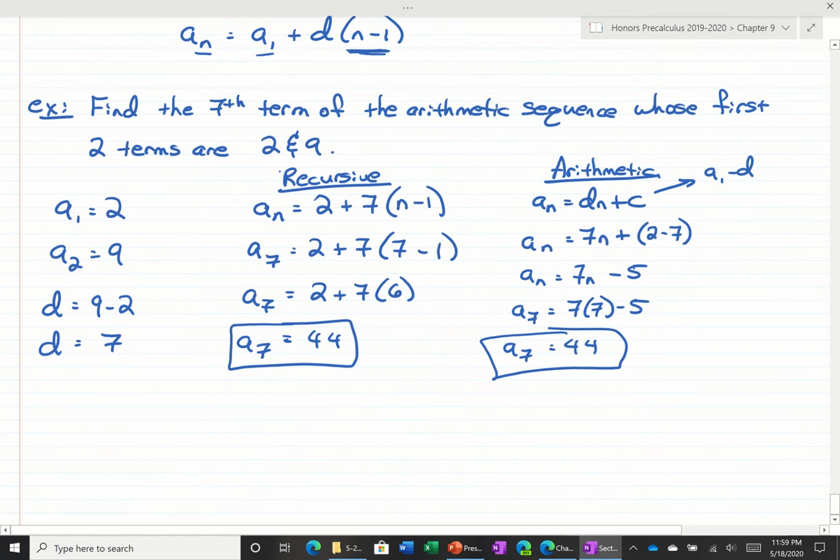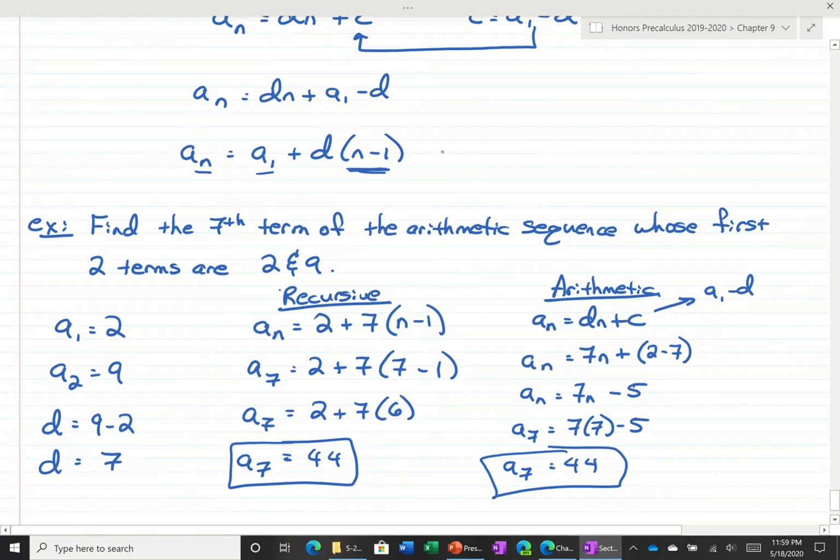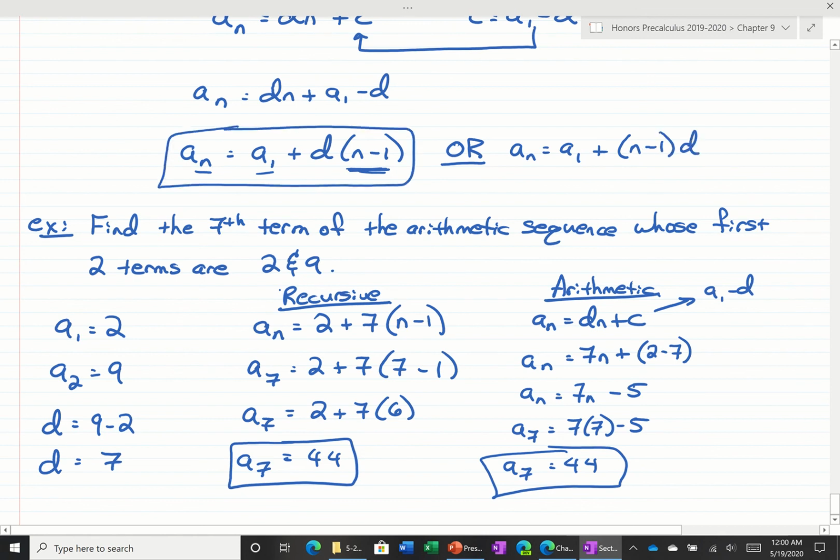Okay. And just to note too, you might even see, like in the book, sometimes they don't write the formula quite like this. There's all different variations. So in the book, you might see a sub n is equal to a sub n plus n minus 1 times d. I mean, it doesn't matter how you write it, but I showed you where this came from using the arithmetic formula.